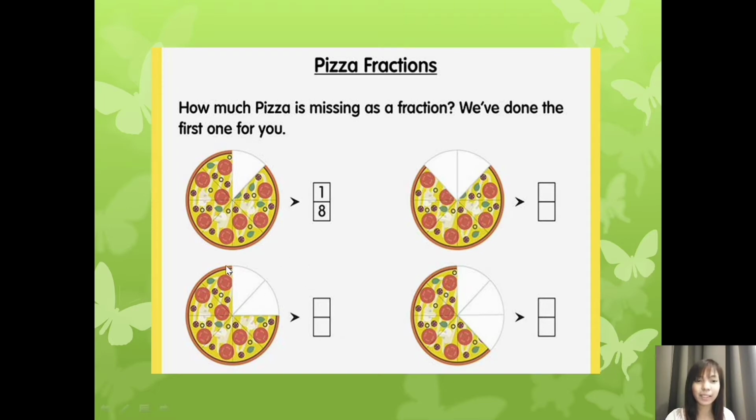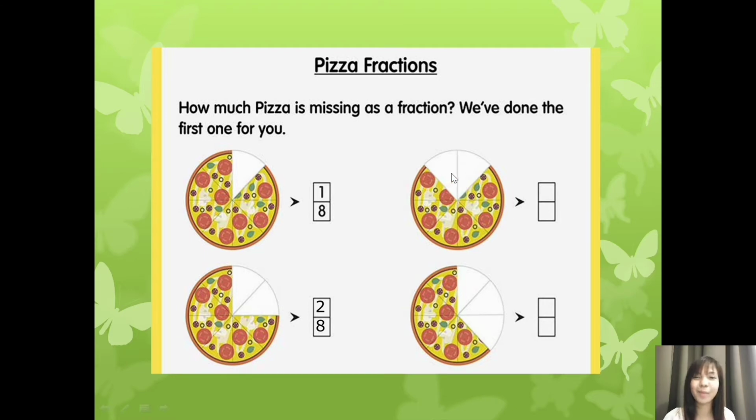Next, how about this one? Second pizza. How many are missing here? 1, 2. So we have 2. And then how many parts as a whole? The total parts. Let's count. 1, 2, 3, 4, 5, 6, 7, 8. The same as the first one, it has 8 parts. So 8.